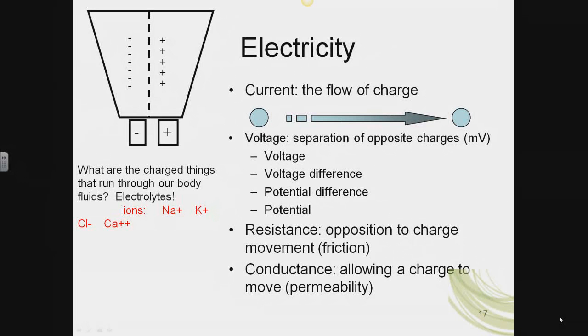Conductance means that now that permeability has changed, the chemical and electrical gradients can flow down their gradients. I like to think of a street light analogy. Okay? The street light is red. Clearly that's resistance. It's opposing your movement through the intersection. You should not conduct yourself through the intersection.